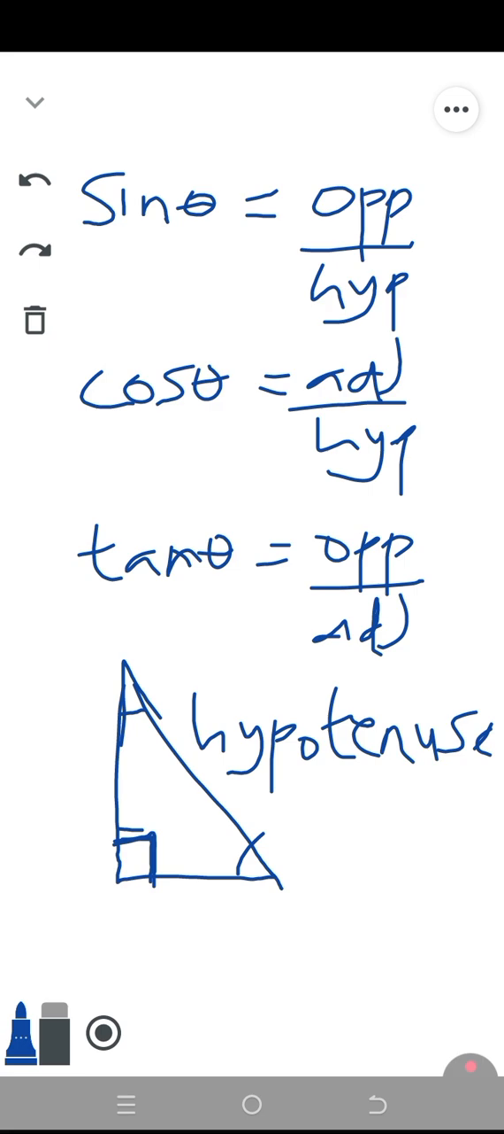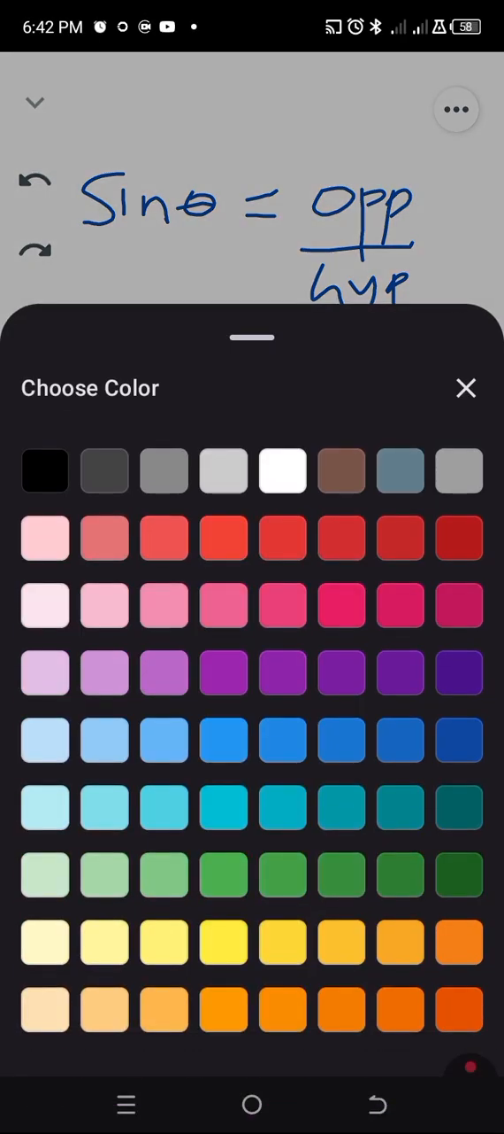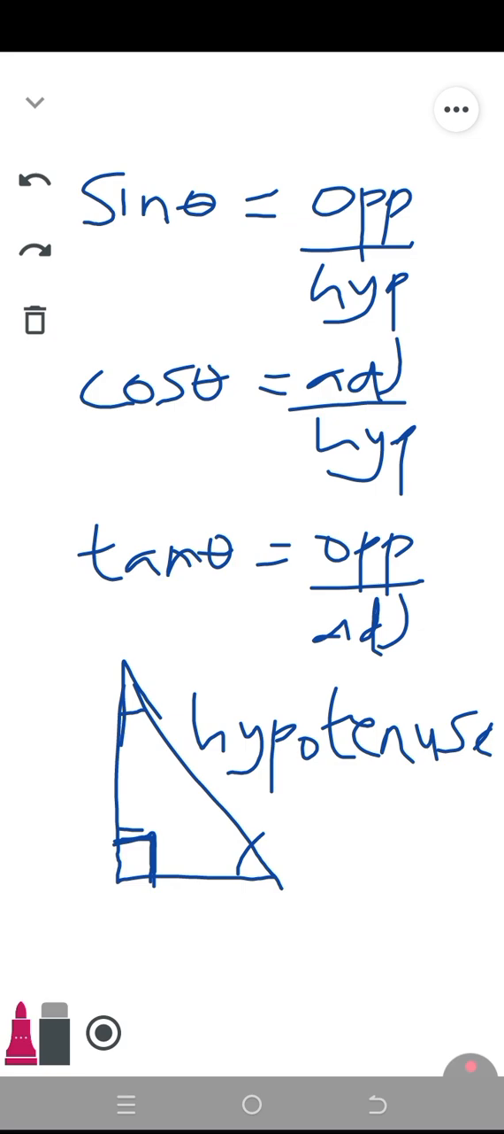Are we together? To know the opposite, the first thing you need to consider is the angle we are looking for. What do I mean by that? Remember, there are two angles that we don't know. We don't know this angle and we don't know this angle. We can't be looking for the two at the same time. So we are either looking for this one or the other one. Let's imagine we are looking for this angle here, that's theta.